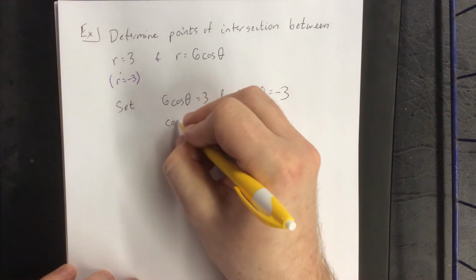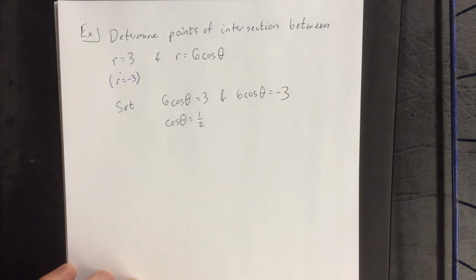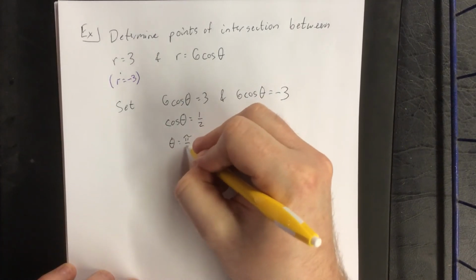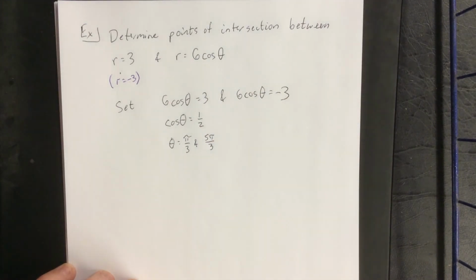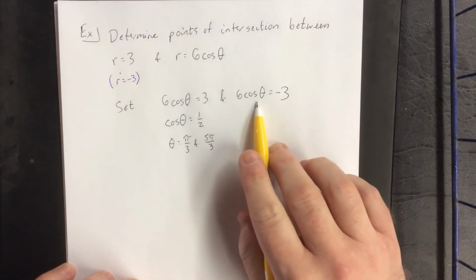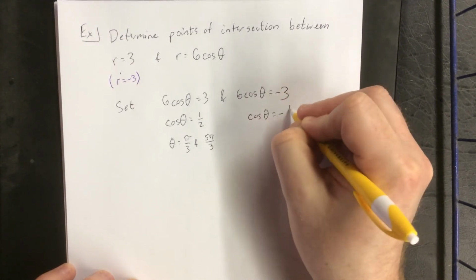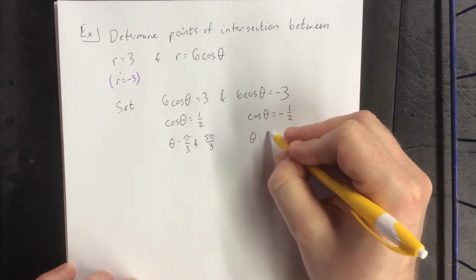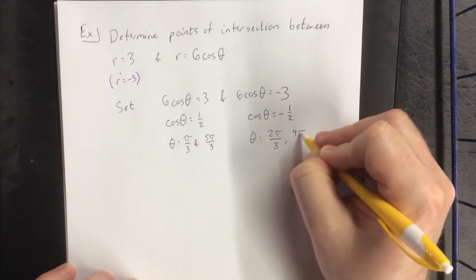Now in the first case, we'd be saying that the cosine of theta is equal to 1/2. And all of the angles on the unit circle where cosine of theta is 1/2 would be pi over 3 and 5 pi over 3. In the second case, 6 times the cosine of theta being -3, we're saying that the cosine of theta is equal to -1/2. And all of the places on the unit circle where that happens would be 2 pi over 3 and 4 pi over 3.